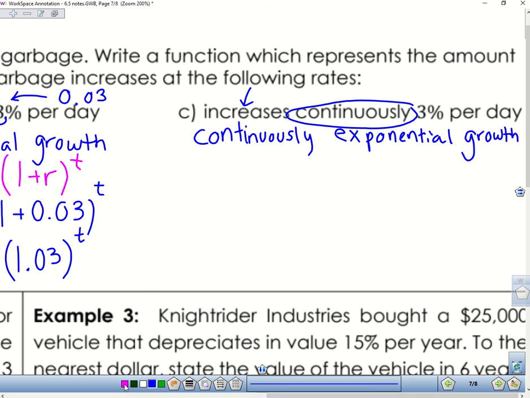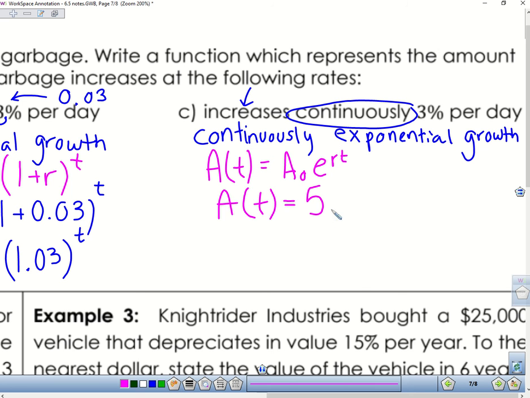So we're going to set up our general formula. We're going to use the growth formula, which is this one right here. And we are going to plug into it. So it's going to be A of t is equal to your starting amount of garbage, 5, times letter e, which is a number. Remember, e is a number, like pi, to the r, don't forget to convert your r to a decimal, times t. And that would be your final answer for the formula.